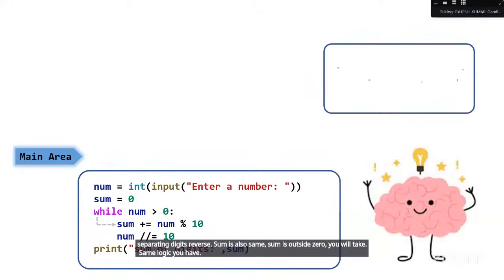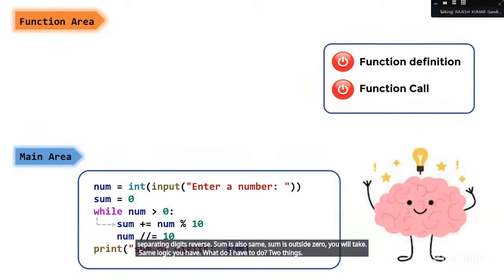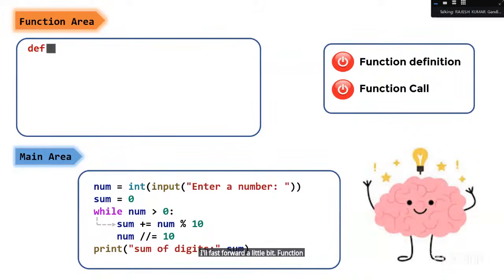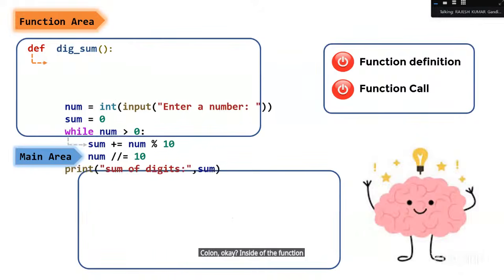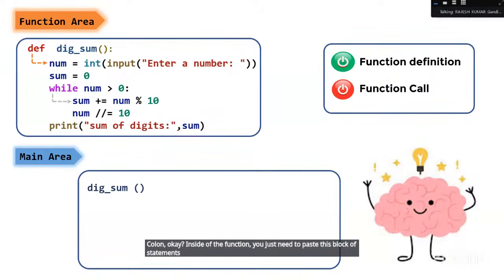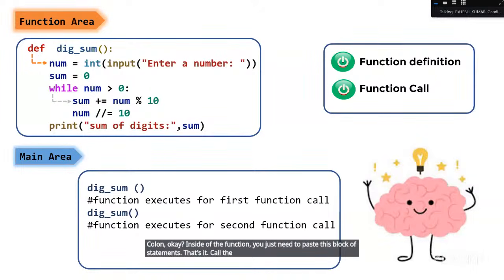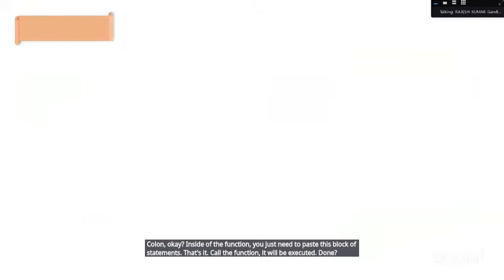What do I have to do? Two things. I'll fast forward a little bit. Function definition we have: def space name of the function colon. Inside the function you just need to paste this block of statements. That's it. Call the function, it will be executed. Done. That's how simple it is.